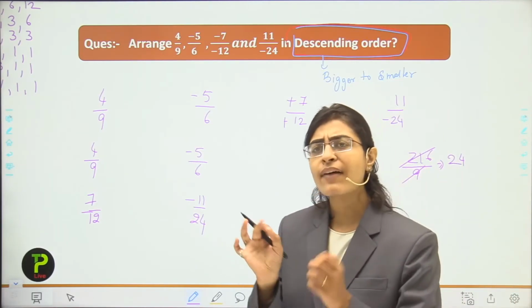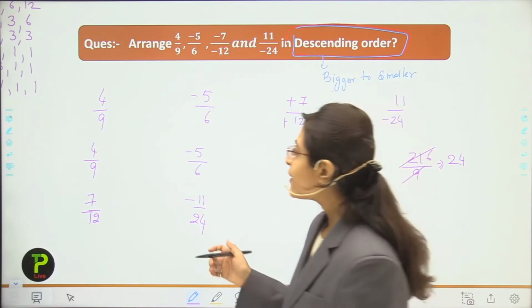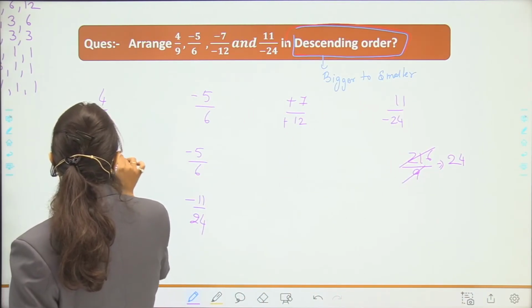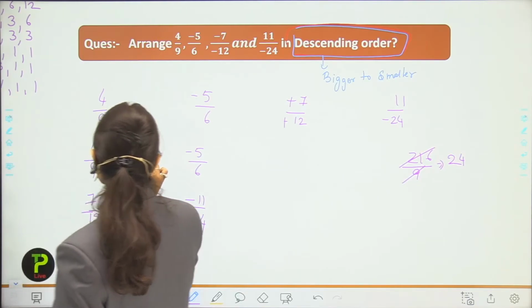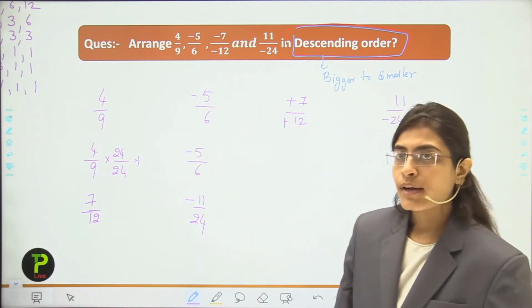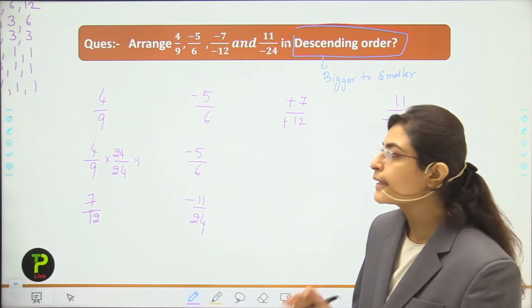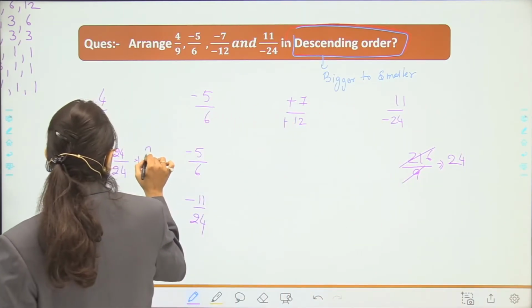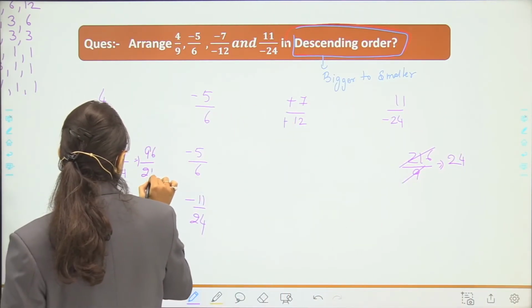Alright, so just divide the number. Here 24, so I have to multiply the numerator by 24 as well. Done. Here 24 into 4 is 96, so it is 96 by 216.